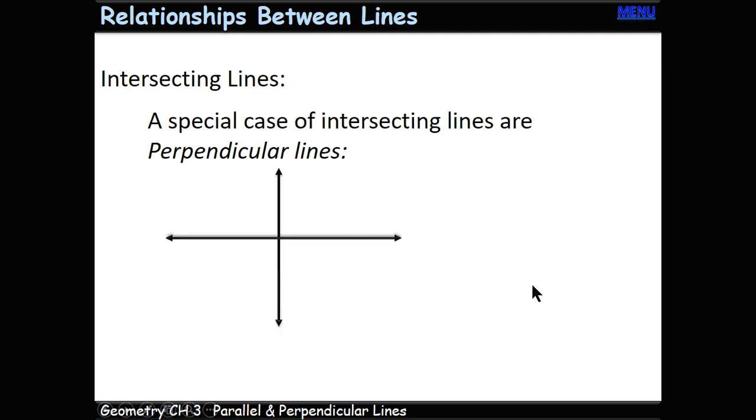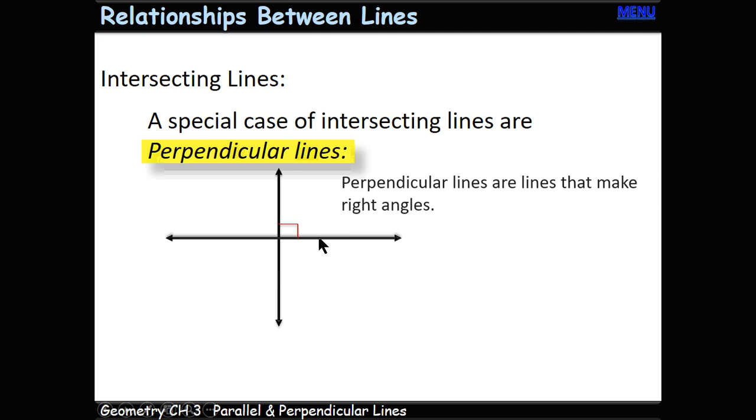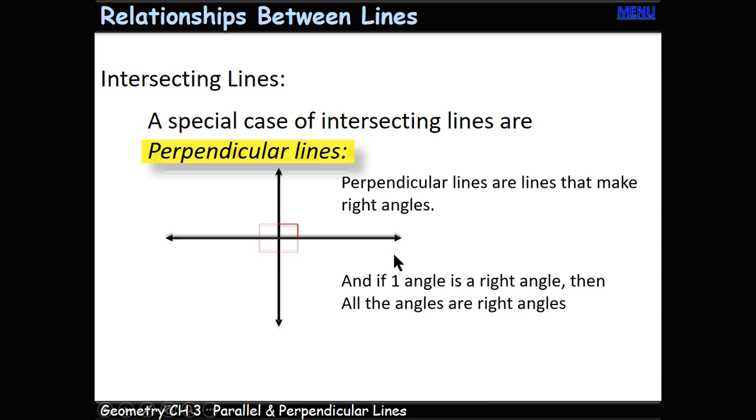Next word, perpendicular. Perpendicular lines are intersecting lines, but they're special intersecting lines. Perpendicular lines are lines that make right angles. These two lines are perpendicular. When we make right angles, we say the angle is a right angle, but the lines are perpendicular. They're almost interchangeable, but we're describing two different parts. Right angle describes the angle, perpendicular lines describes the line. If we have a right angle at the intersection of two lines, then we always have four right angles. All these angles turn out to be 90 degrees.